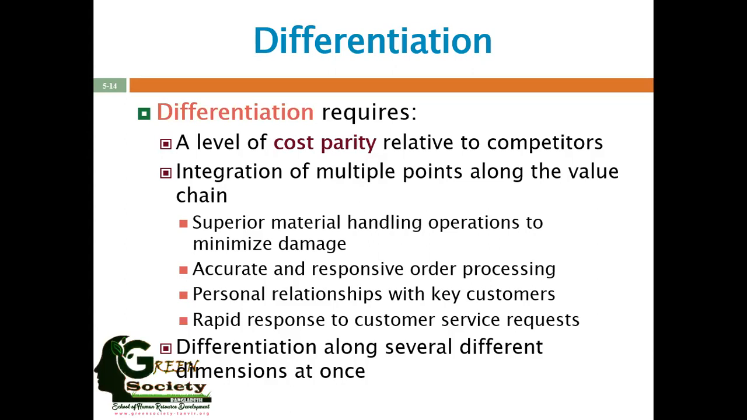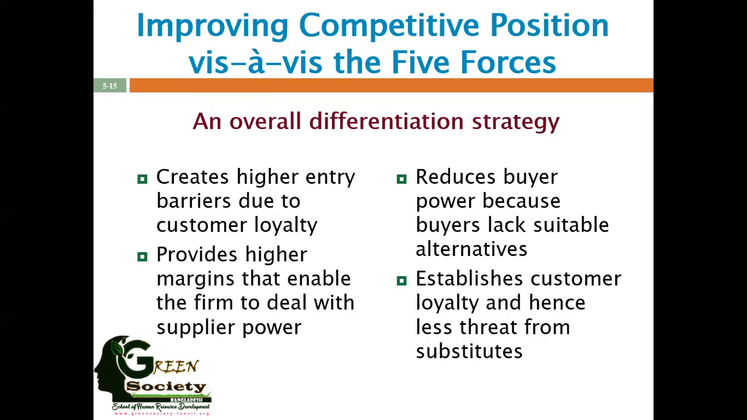So you can exercise differentiation along several different dimensions at once. That's what I mentioned: packaging, color, fragrance, quality. So it's called several different dimensions. You can go for differentiation. So here, how can you improve competitive position? Again, some straight suggestions.